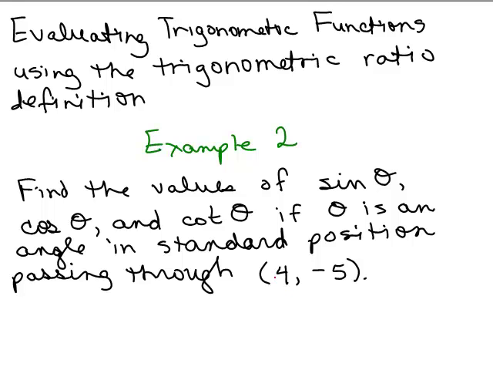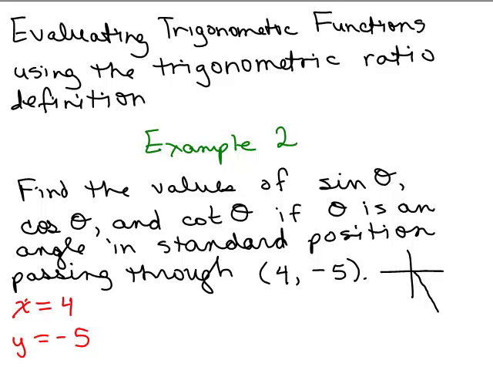So back to our problem, we know what x is. X is 4. We know y is -5. Now we could also draw this angle. It's going to be in quadrant 4, because if you plot that point, it's in quadrant 4. So if you wanted to draw it, it's over 4 and down 5. It goes something like that.